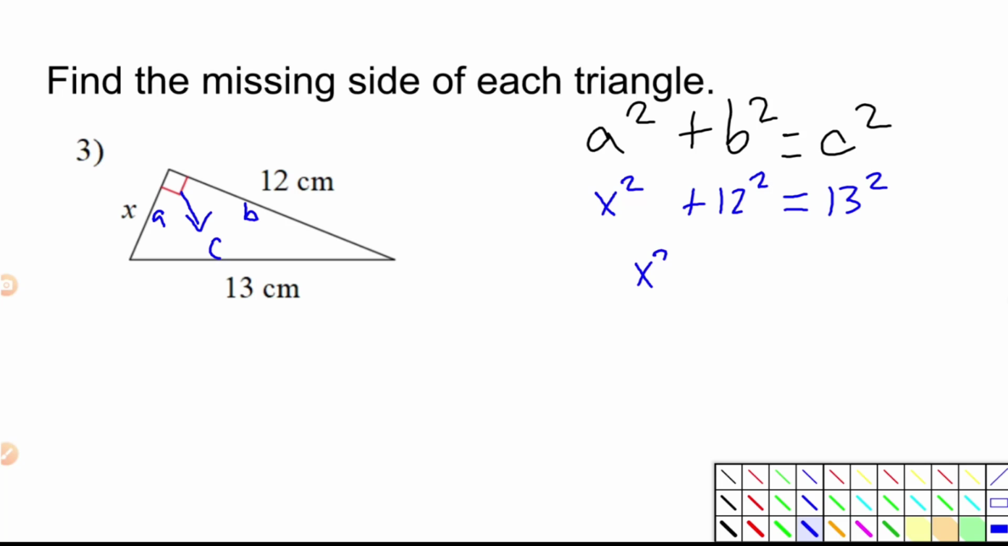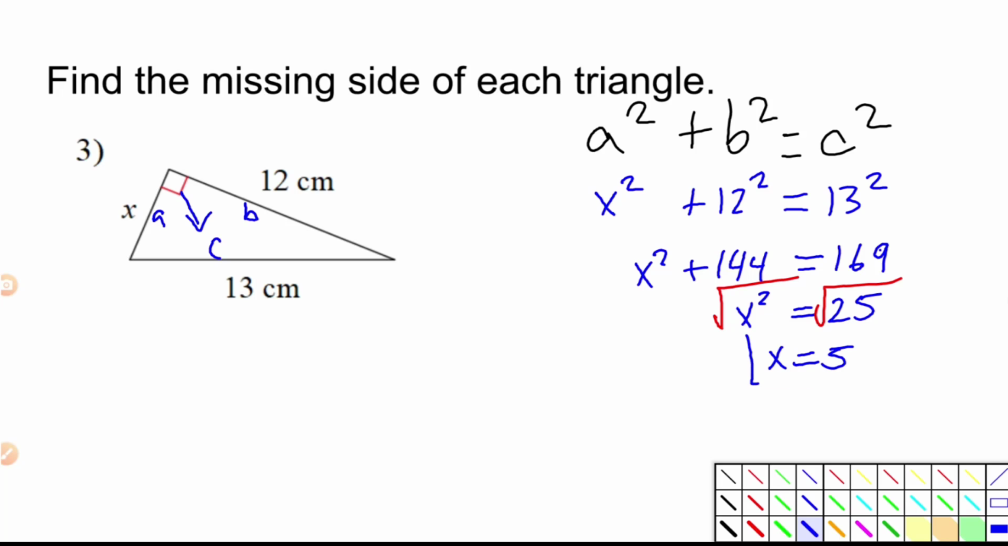So we'll get x squared plus 144 is equal to 169. And again, you can throw this in GeoGebra and solve it if you like. It'll do it for you, no problem. So x squared is equal to 25. I just subtracted 144 from both sides, and now I'm going to take the square root. So the square root is going to leave us with x is equal to 5. And we are done with this one. So x equals 5. All right, perfect.